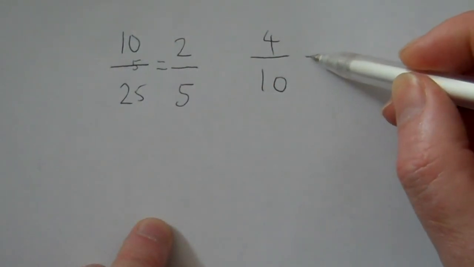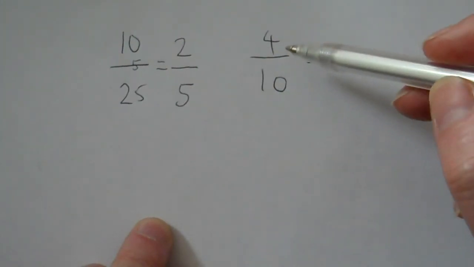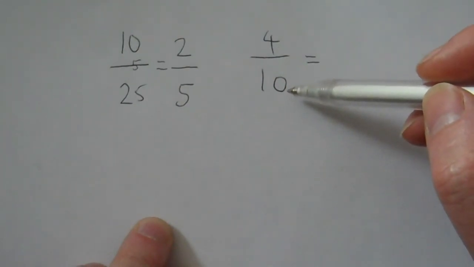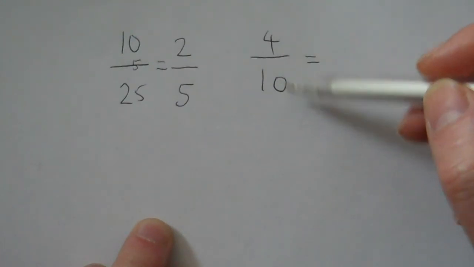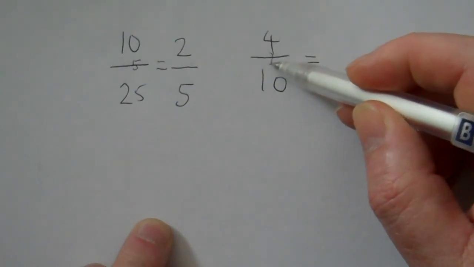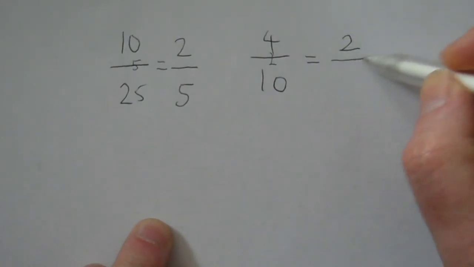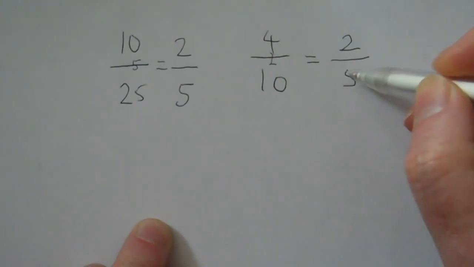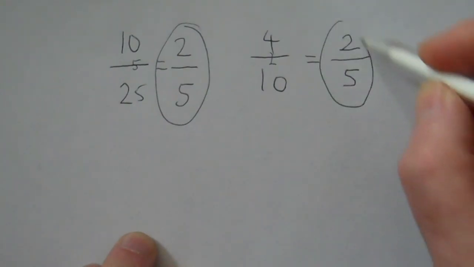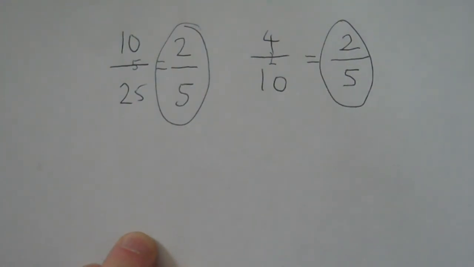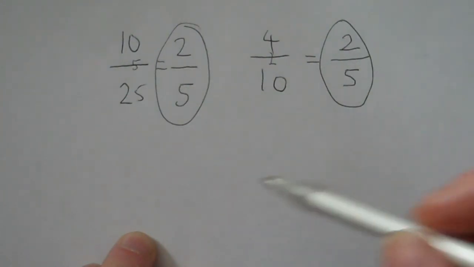Let's look at 4 tenths, the other number we were asked to work with. What number goes into both 4 and 10? Well, they're both even numbers, so 2 must go into both of them. So if we divide by 2, how many 2s are there in 4? 2 2s are 4. How many 2s are there in 10? 5 2s are 10. So that's how we can tell that they're both actually the same, or they're both equivalent fractions, because they both cancel down to 2 fifths.